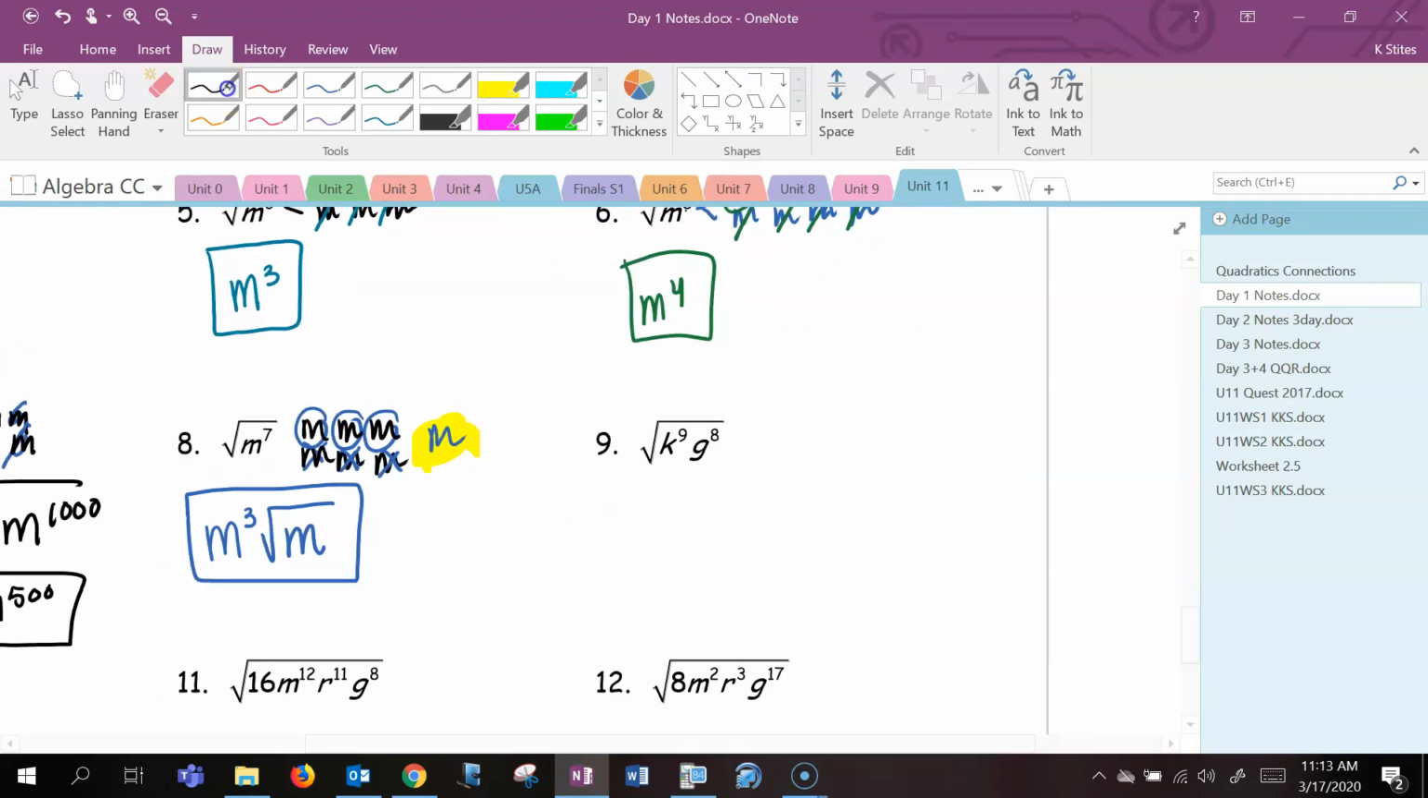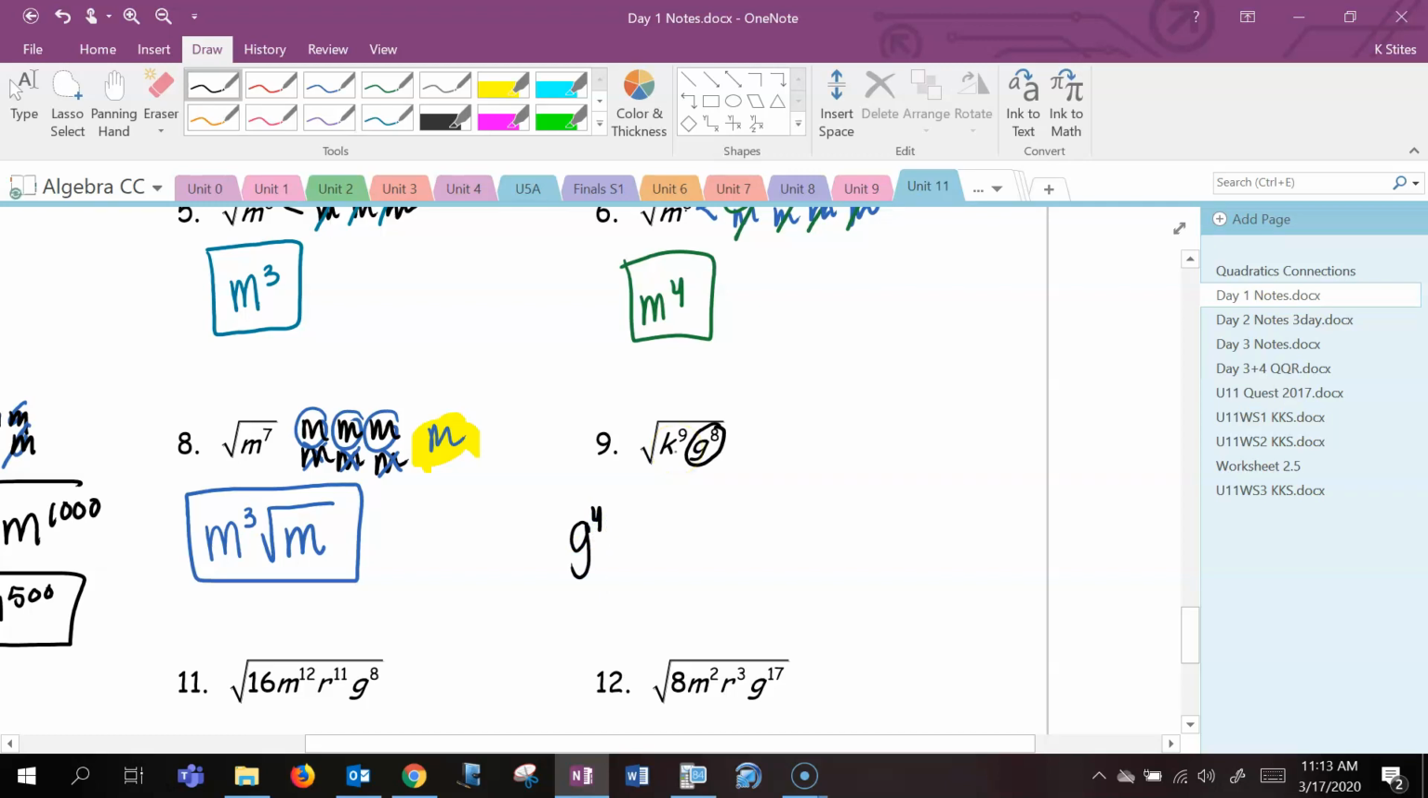Okay, so take a look. Here's how we do this one. You're going to treat the k and the g separately. The g is easy. It's an even. There are 8 g's. How many pairs would there be? 4. So g to the 4th is going to come out.